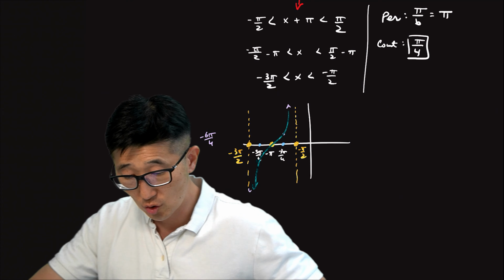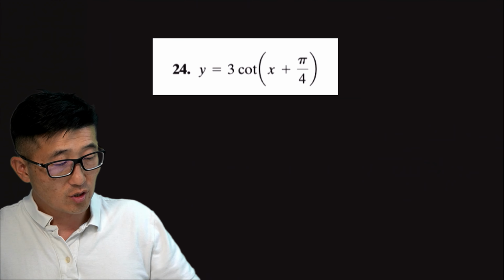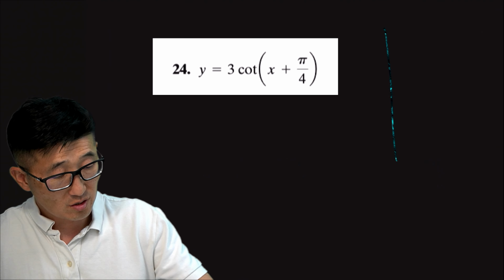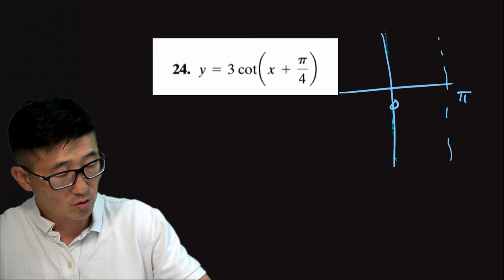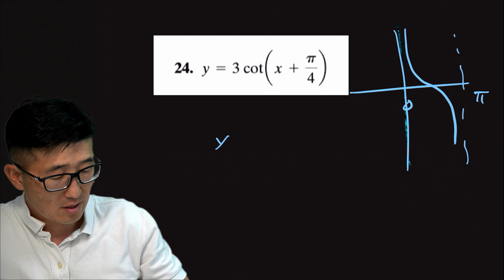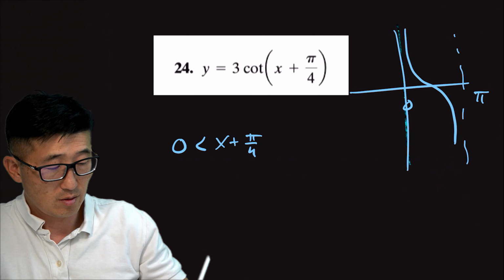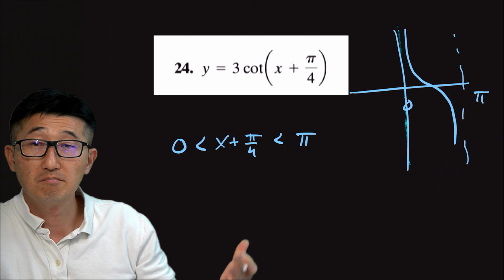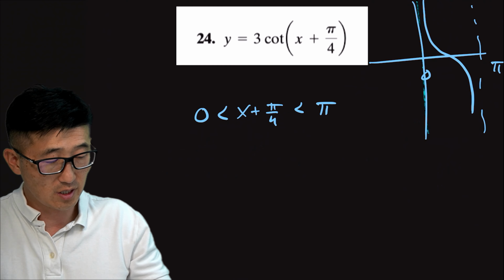Let's do a cotangent. Now we know the graph for cotangents is very similar to tangents, but it starts at 0 and pi and it goes this way, right? Yes. So what do we do with this x plus pi over 4? We put it down here: 0 is less than x plus pi over 4, less than pi. There you go. All right, so subtract pi over 4 from both sides.